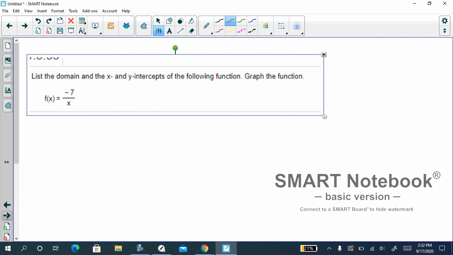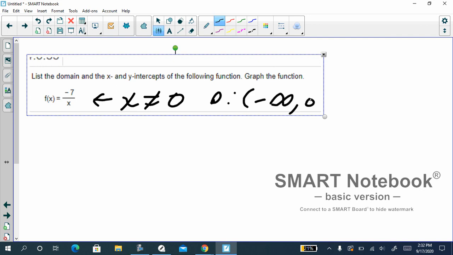So for the next one, they ask us for the domain, the x and y intercepts, and the graph. So the domain, if we look at it, x cannot be 0. We're not allowed to divide by 0, so x can't be 0. So the domain is everything else. It's everything below 0 and everything above 0.